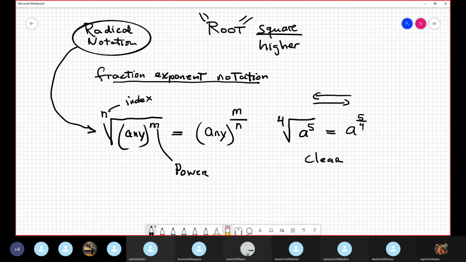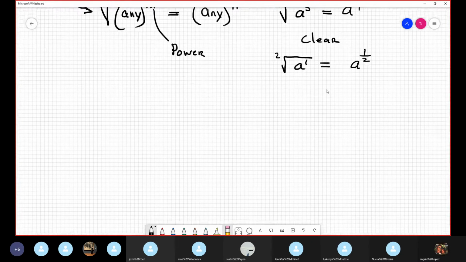Okay, let's see an example now. But the most important thing is to understand the theoretical part. So we have a special case. For example, you have the square root of a. In this case, what is the power? The power is 1. What is the index? The index is 2, because by default, for a square root the index is 2. So it is a to the 1/2. Clear? This is a special case that you can frequently see, and it's very, very useful to understand.